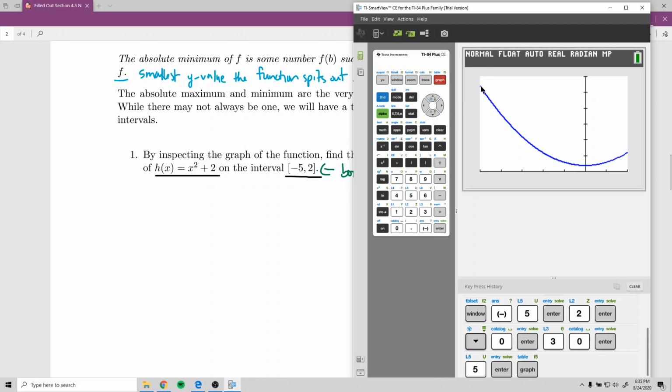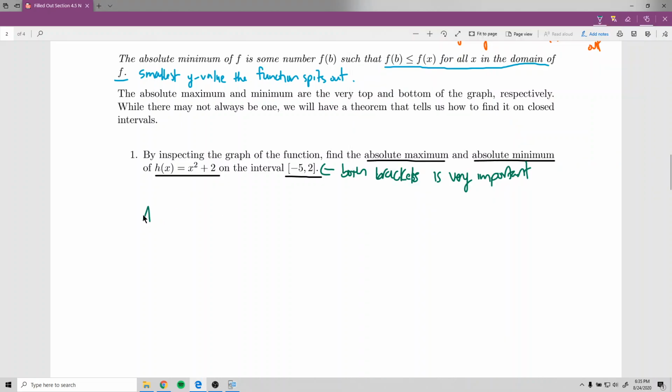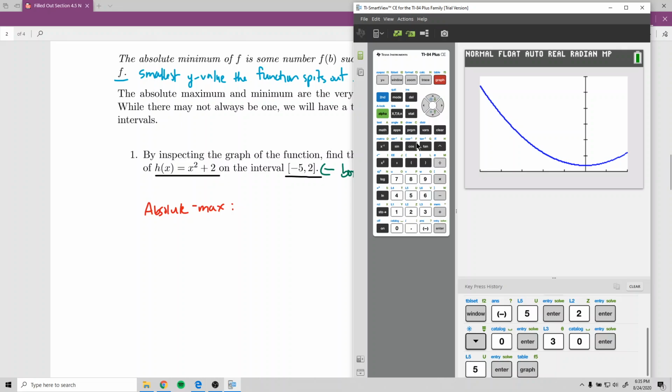Right, so once again, this is the graph of y equals x squared plus 2 on the interval -5 to 2. I don't want to see anything else outside of it. Right, so the absolute maximum, I'll use a different color. They don't need the hyphen there, but the absolute maximum is the largest y value, meaning the highest the graph goes.